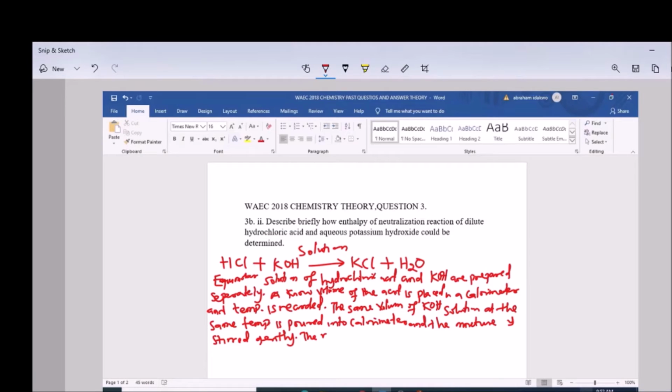Then the enthalpy of neutralization, that is our ΔH of neutralization, is given as the mass of solution multiplied by the specific heat capacity of water times the change in temperature. Then you can define the calorimeter.